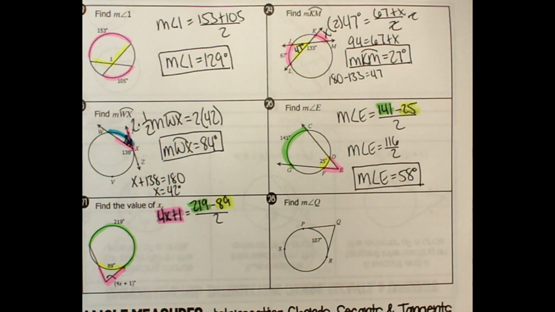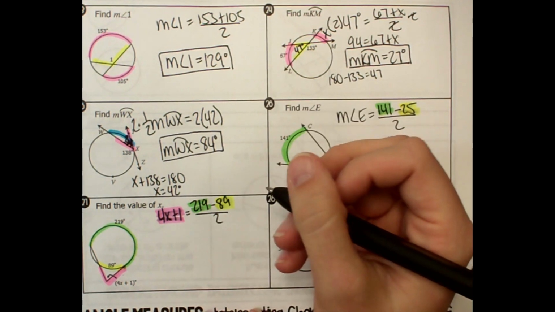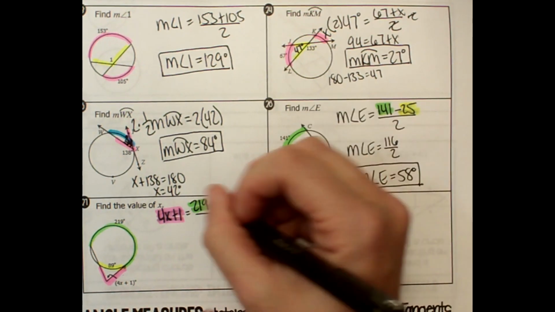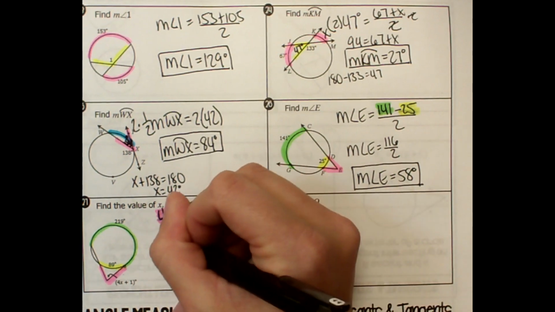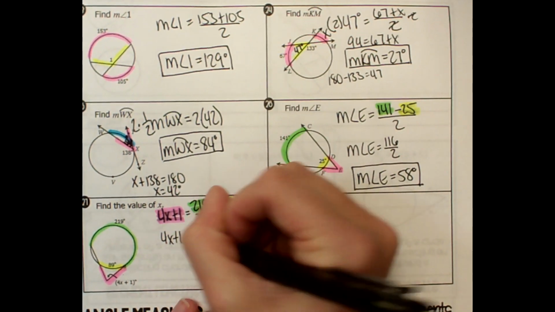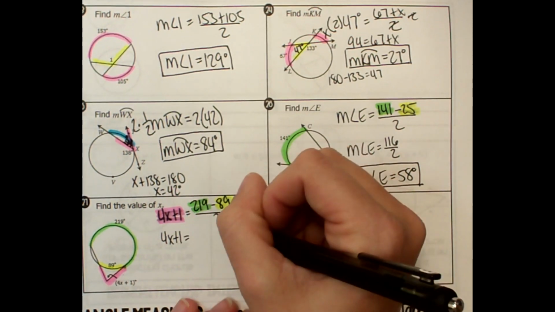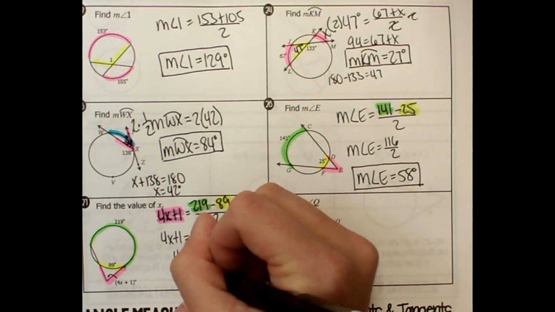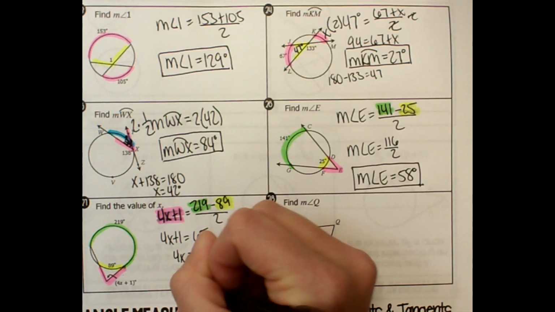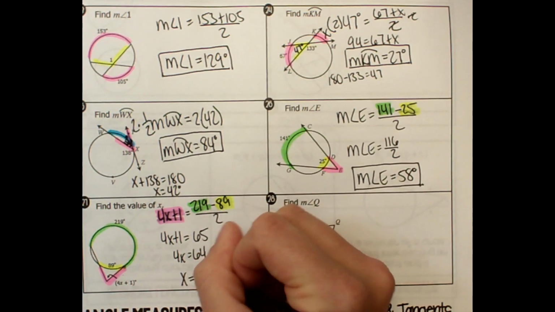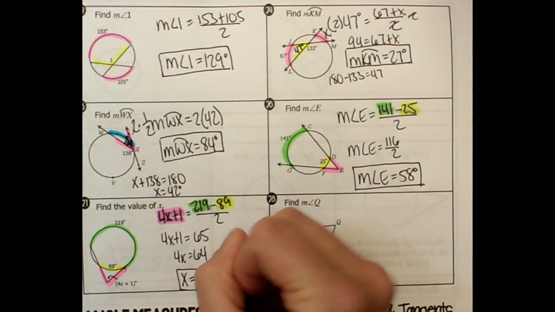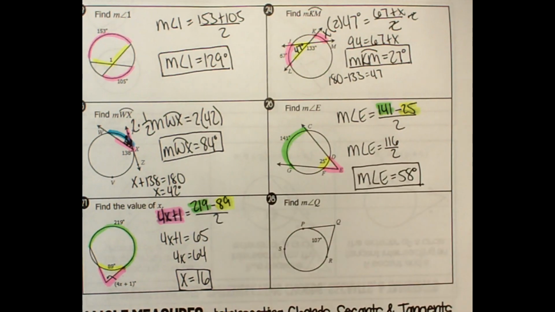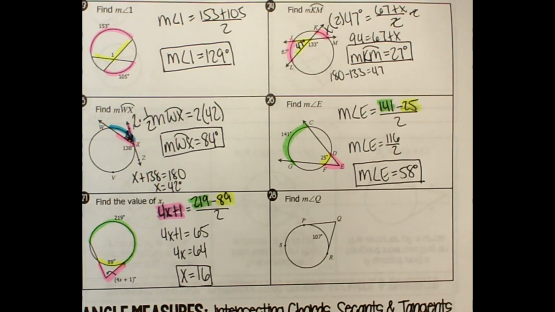So when you go to solve for x, you plug that into your calculator, or do it in your head. 219 minus 89 divided by 2 is going to be 65. Subtract the 1, you get 4x is equal to 64, so you get that x is equal to 16. And all it asks you to do is to solve for x, so then you're done for that one.